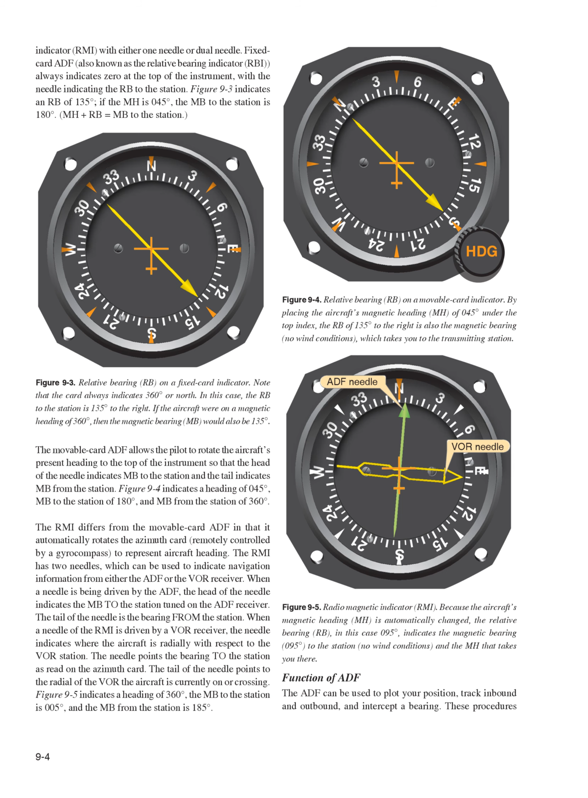Placing the aircraft's magnetic heading, MH, of 045 degrees under the top index, the relative bearing of 135 degrees to the right is also the magnetic bearing, no wind conditions, which takes you to the transmitting station. Magnetic heading, MH, is automatically changed. The relative bearing, in this case 095 degrees, indicates the magnetic bearing, 095 degrees, to the station, no wind conditions, and the MH that takes you there.